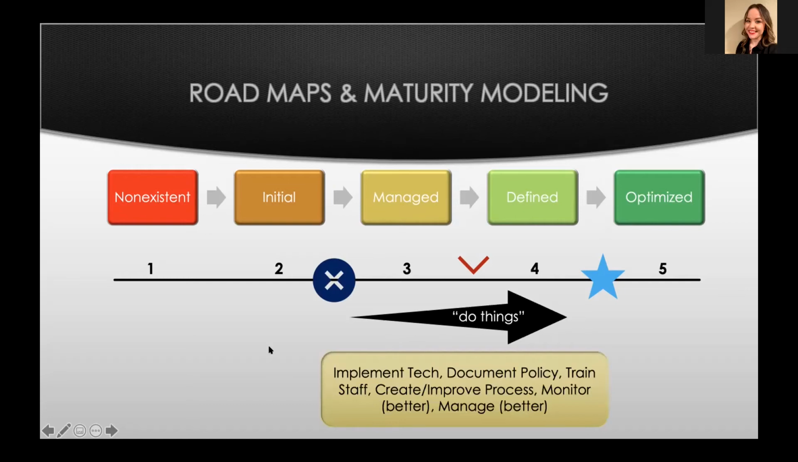What these things are is, again, there's technology that potentially has to be implemented. There's policies that have to be documented. You might have to train staff. You might have to improve or mature processes. Going back to that firewall monitoring perspective, maybe if somebody is manually looking at logs, that's not a very mature way to do it. If you want to get to an advanced level and get a higher rating on the maturity scale, you want to do something a little more intelligent, a little more proactive, right? And then essentially all of these things come together to create your roadmap.